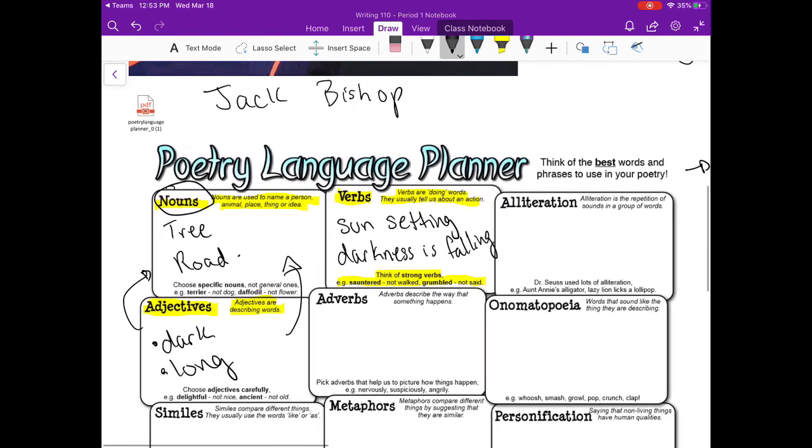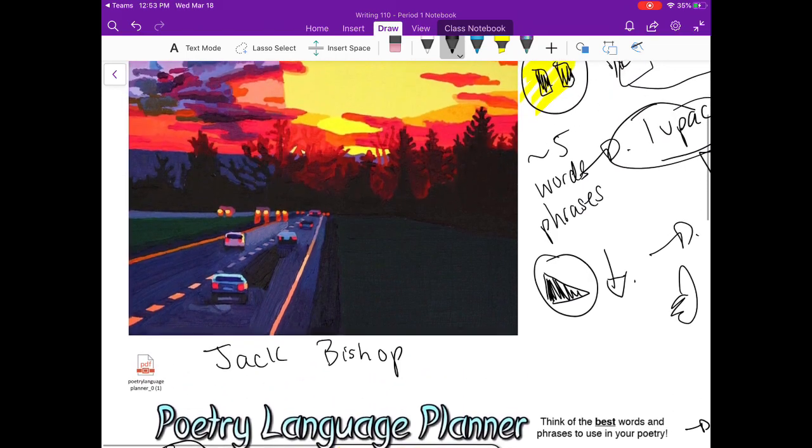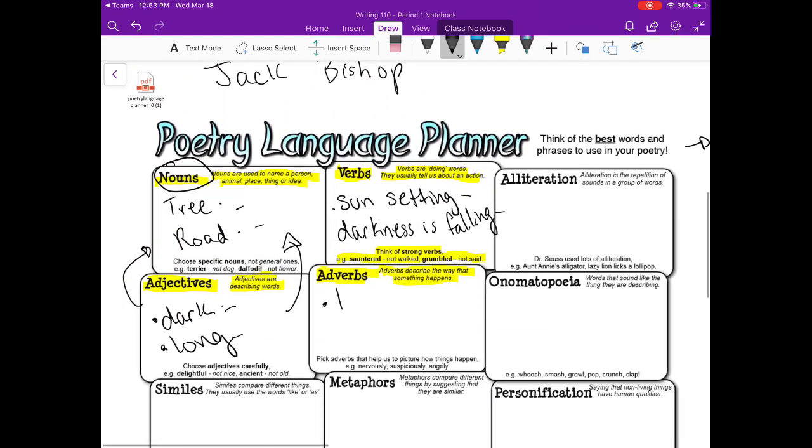Okay, our next one, adverbs. Adverbs describe the way that something happens. So we have our noun and our adjective, and a little bit about our verbs, right? And I'm trying to keep the same sort of line and thinking. Adverbs for the tree. So the tree is standing strongly. It's a nice strong tree. The wind isn't blowing it.